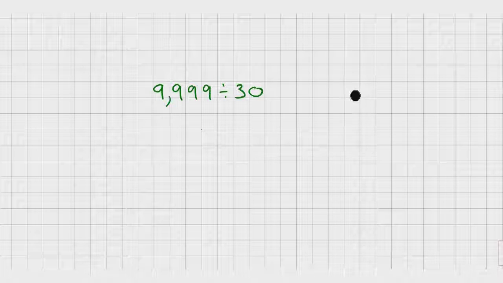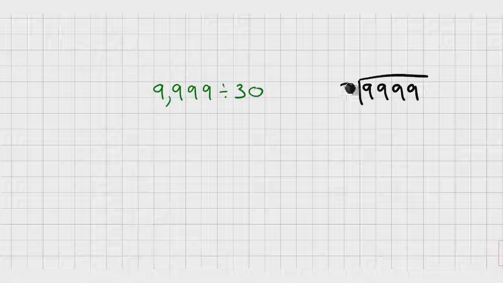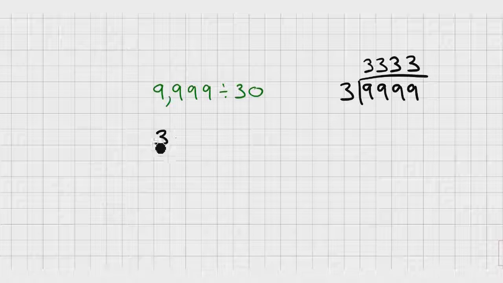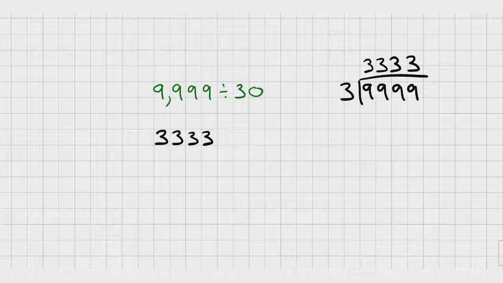Most of you can do this in your head, and that's awesome. But I'm just going to show you really quick what I get. So I'm going to write 9999 divided by 3. And 3 goes into 9 3 times, because 3 times 3 is 9, which gives us an answer of 3,333.